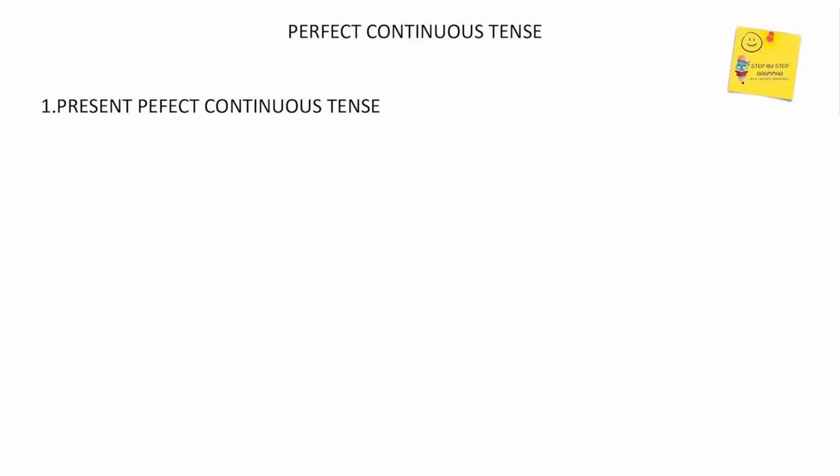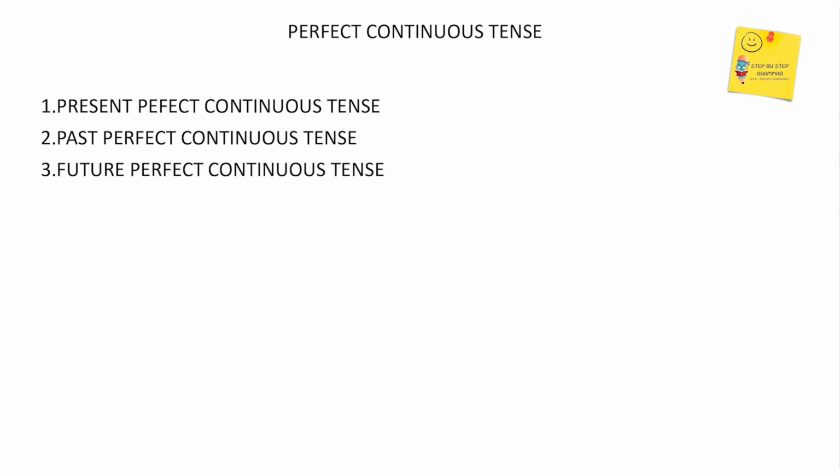Class, we shall be covering 3 advanced forms of tenses, the perfect continuous tenses. Number 1, the present perfect continuous tense. The second, past perfect continuous tense. And the third, future perfect continuous tense. So, let's begin with the first one, and that is the present perfect continuous tense.